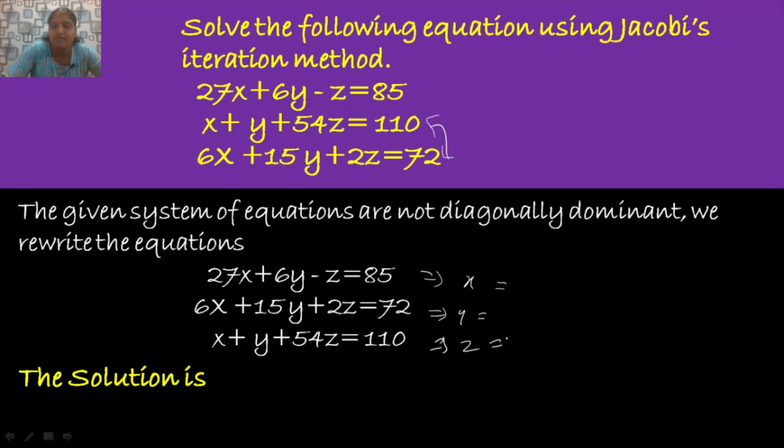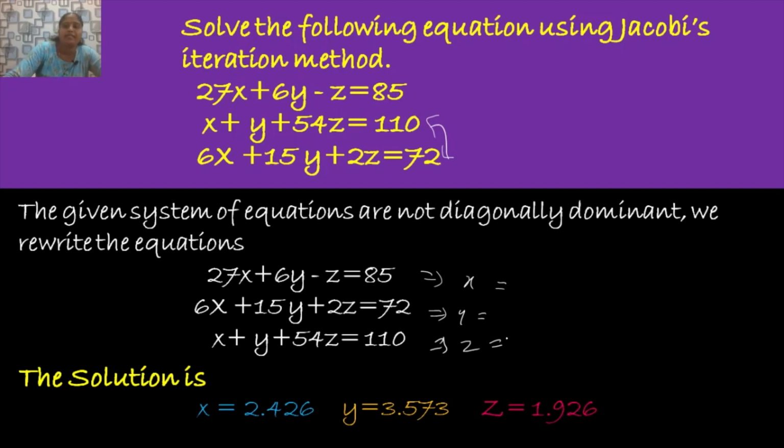Proceeding in the same way as in the previous problem, we get the solution: x equal to 2.426, y equal to 3.573 and z equal to 1.926. I left the remaining part for your practice, since the remaining procedure is similar to the previous problem. The only difference is how we have to rearrange the given system of equations to make it diagonally dominant.